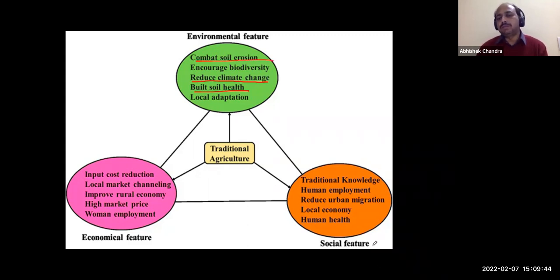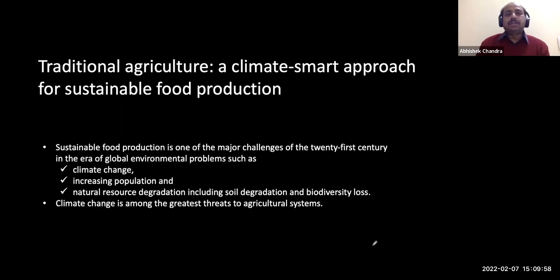Traditional agriculture in the social features, we already discussed in the previous session: traditional knowledge, human employment, reduced urban migration, local economy and human health. Traditional agriculture is a climate smart approach for sustainable food production. In modern agriculture we take different segments, but when we talk about traditional agriculture, subsistence food production is one of the major challenges in the 21st century era of global environmental problems, such as climate change, increasing populations, and natural resource degradation, including soil degradation and biodiversity loss.